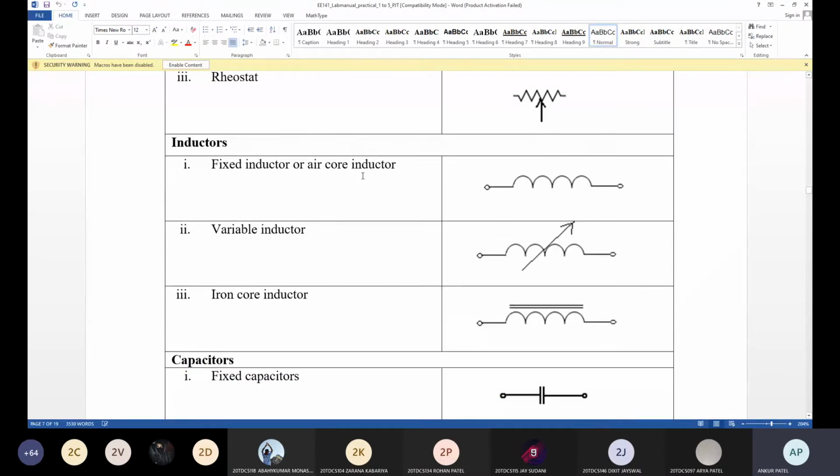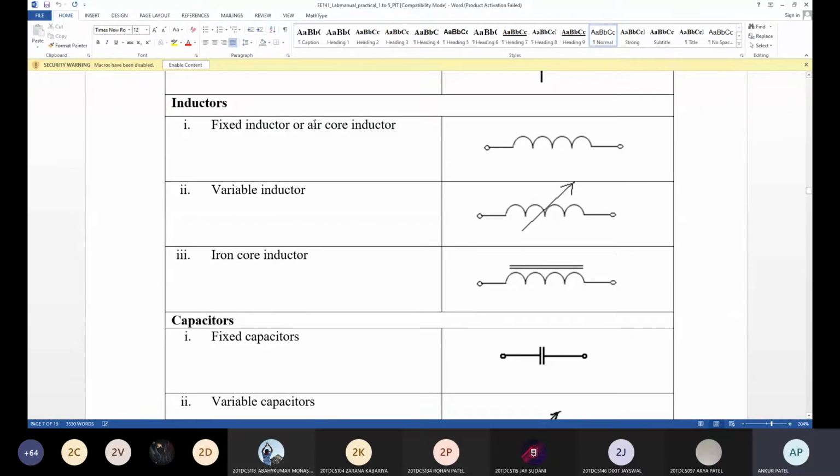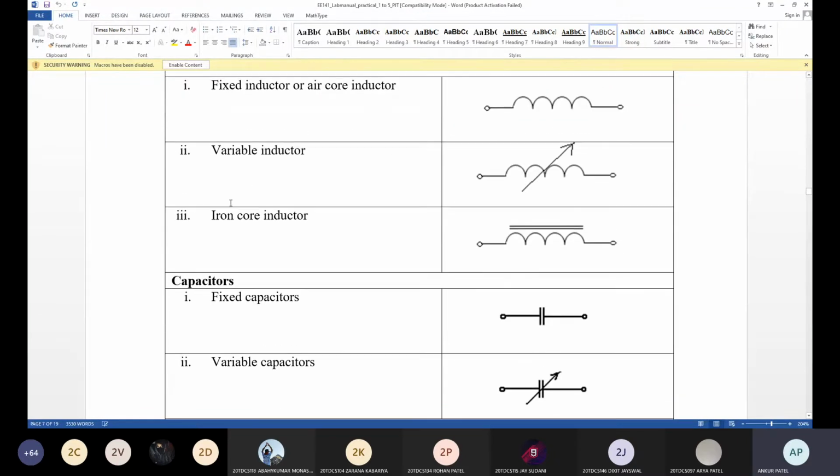Fixed inductor or air core inductor. So this is an inductor of fixed value. It is given in Henry. Suppose we have 10 millihenry, then we can use only the fixed value. Air core is nothing but the medium. Air is the medium given there, so that's why it is an air core inductor.